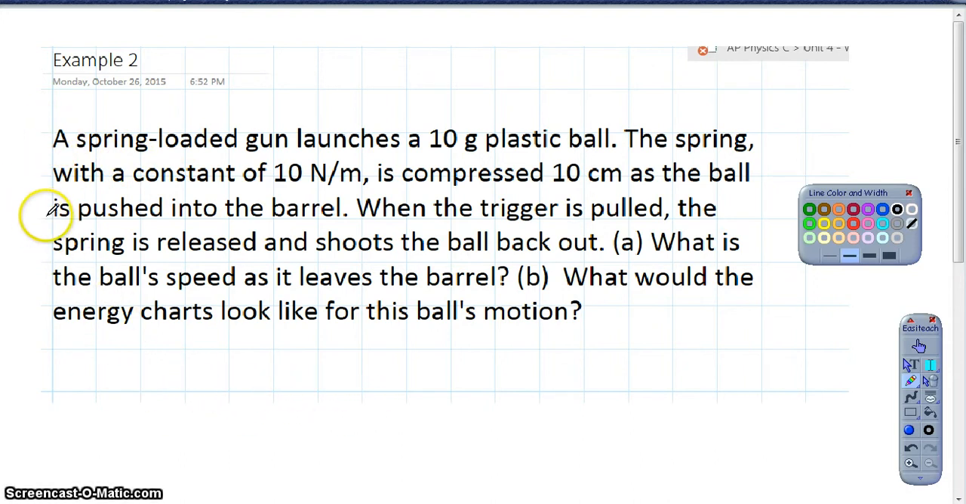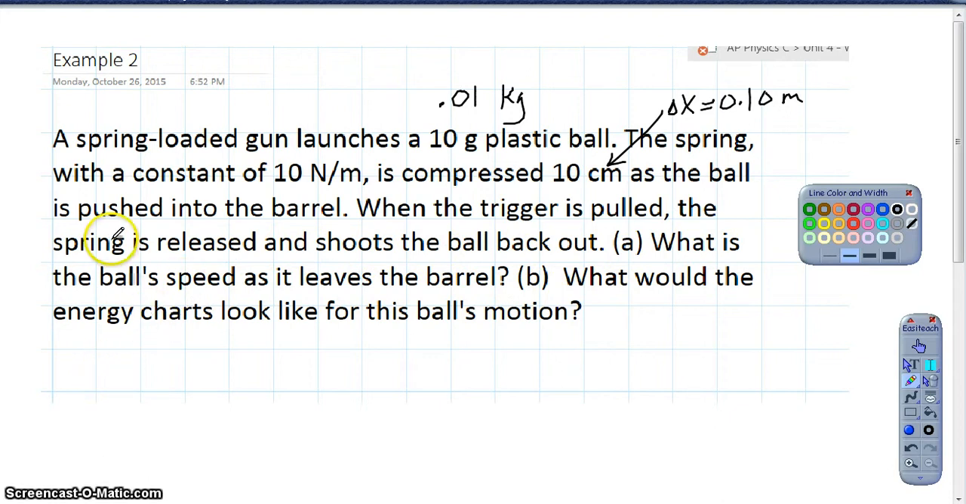But example 2 here hopefully is pretty easy. A spring-loaded gun launches a 10 gram plastic ball. It is in grams, so I'm going to convert that to kilograms, that'd be 0.01 kilograms. The spring has a constant of 10 newtons per meter. It's compressed 10 centimeters, so I'm also going to convert that distance, that delta x, to 0.10 meters. When the trigger is pulled, the spring is released and shoots the ball back out. What is the ball's speed as it leaves the barrel?